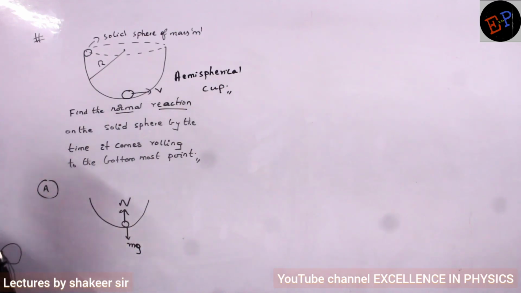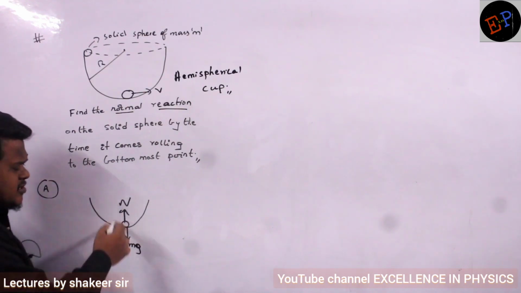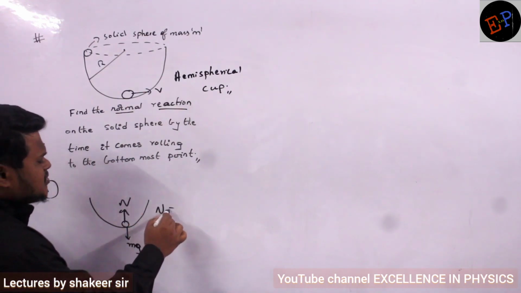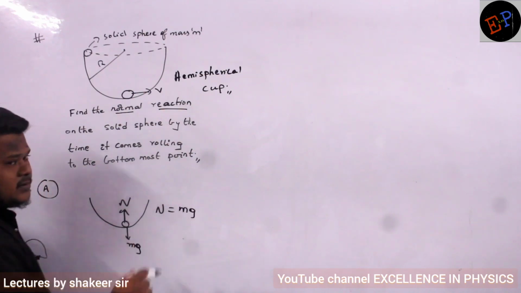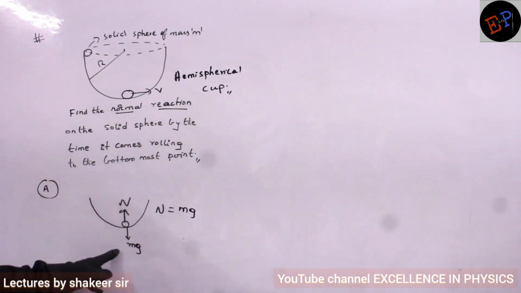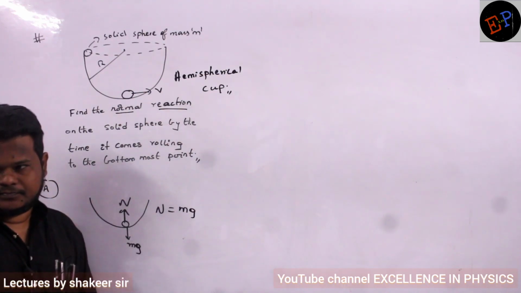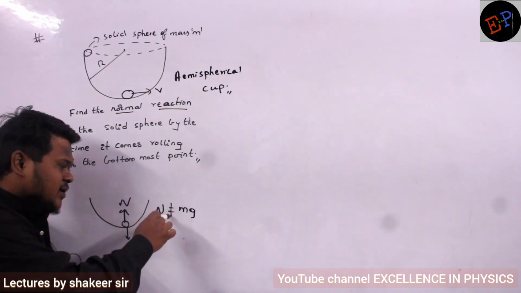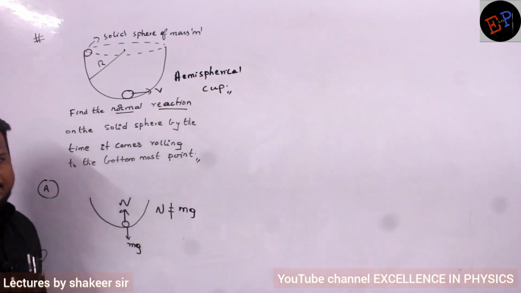The cup gives a normal reaction. In this condition, can I say N is equal to mg? Normal reaction and mg, are they equal? They are not equal. Why are they not equal?